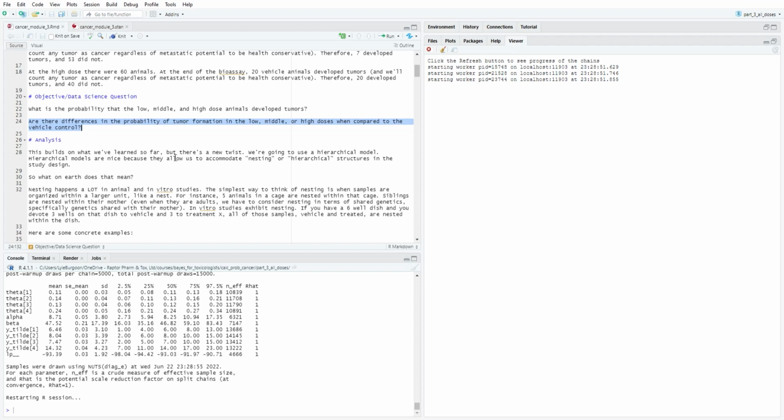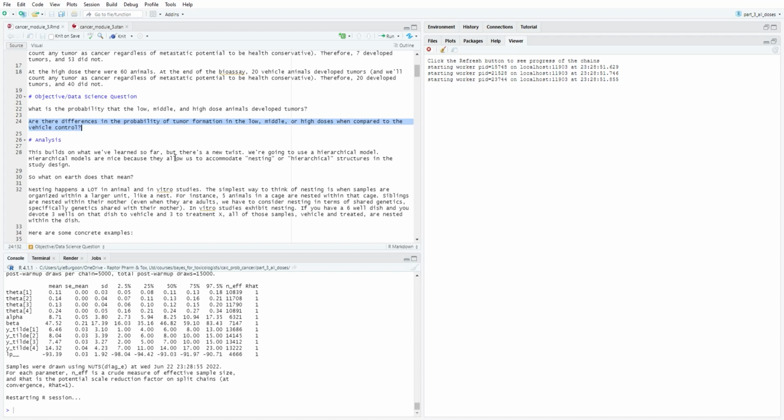Now you might be familiar with this term nesting. If you're not, let's go through it real quick. So nesting is this concept where you've got some samples, but they are grouped by some higher order thing. That was a really crappy definition. So let me give you some examples that will hopefully illuminate this a little better.